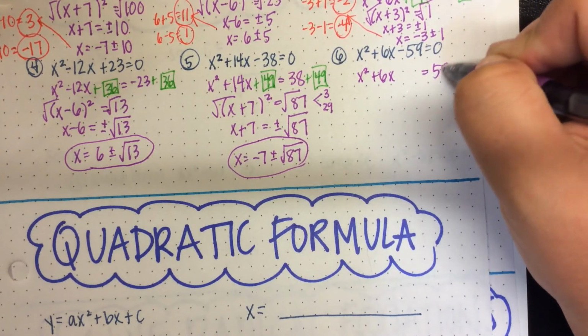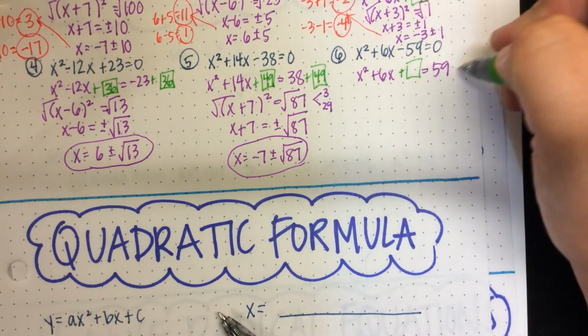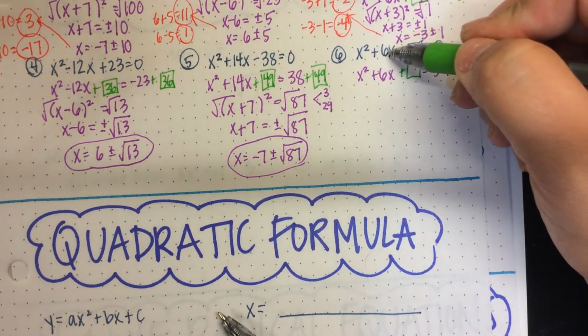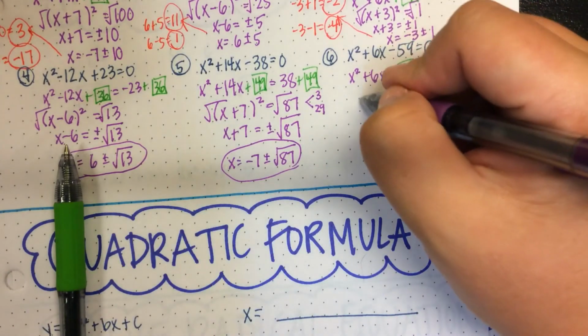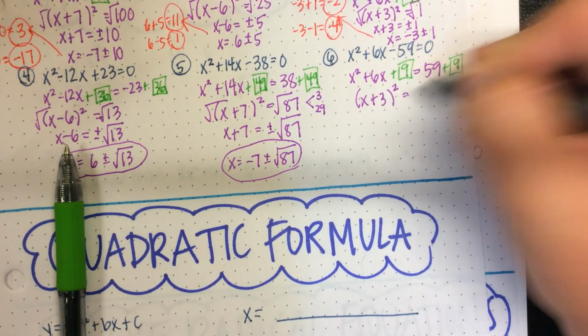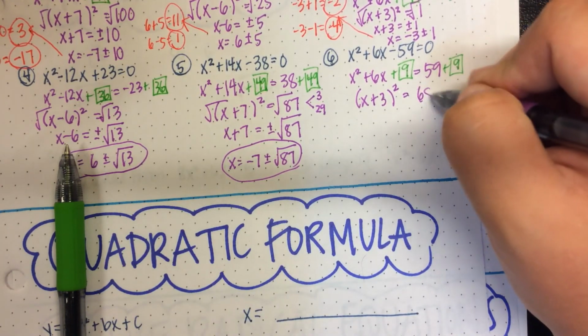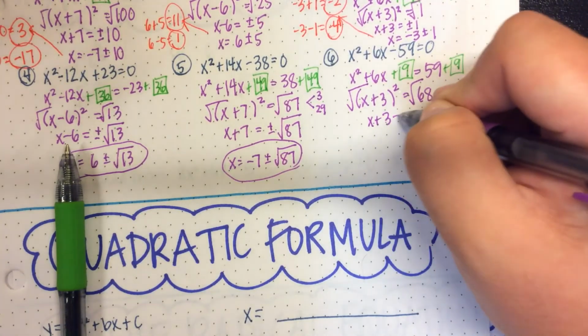Last one of these, add the 59 over. 0 plus 59 is 59. And then put my box in. Right, half of 6 is 3, squared is 9. All right, so then over here, take my half of 6, which is a positive 3, and then 59 plus 9 is 68. Square root, so I have x plus 3 equals.